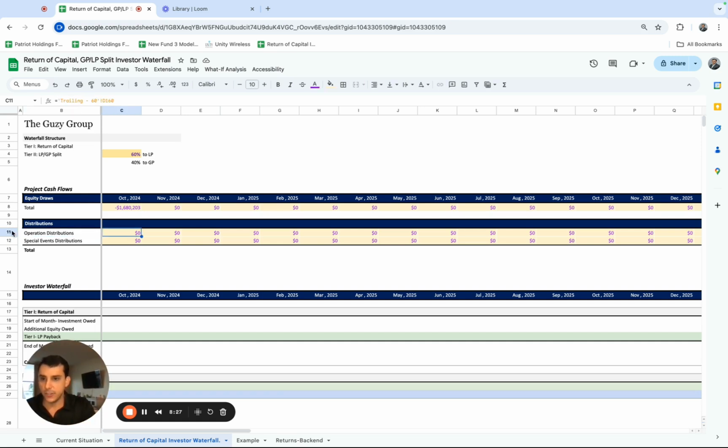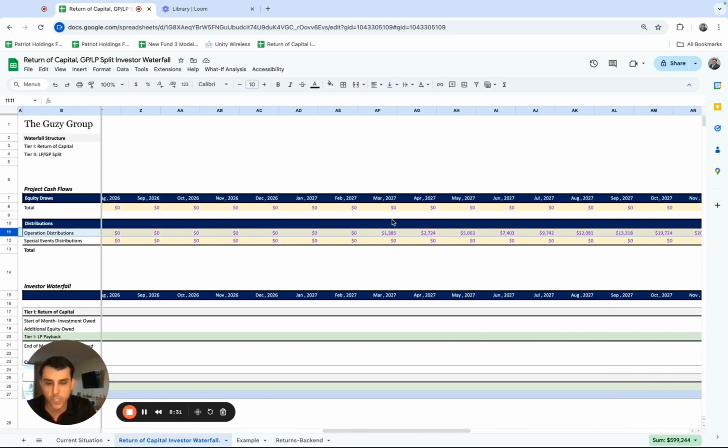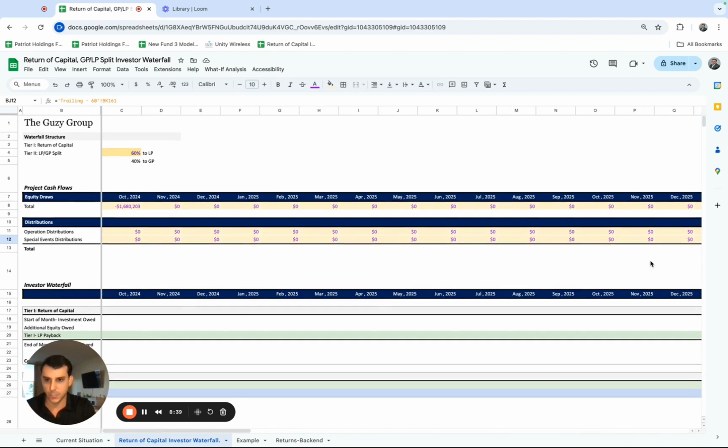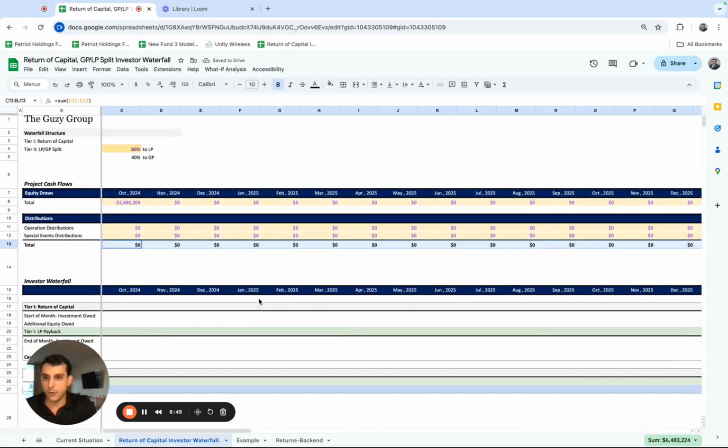And in this case, you're going to see operations distributions. They start to kick in March 2027. They grow because we're raising rents. And then we exit with a big exit of 5.8 million. So you pull these in yourself and you want to add these together. You add these together and you want to pull these to the right. There you go. Okay, so let's start with the investor waterfall.